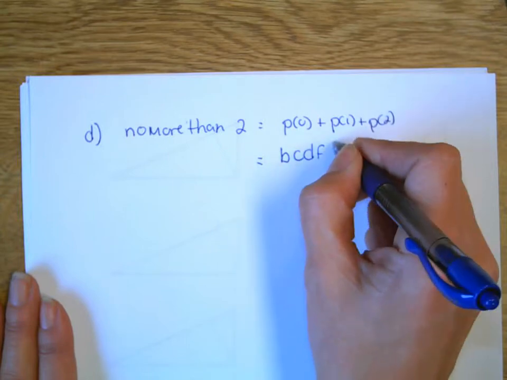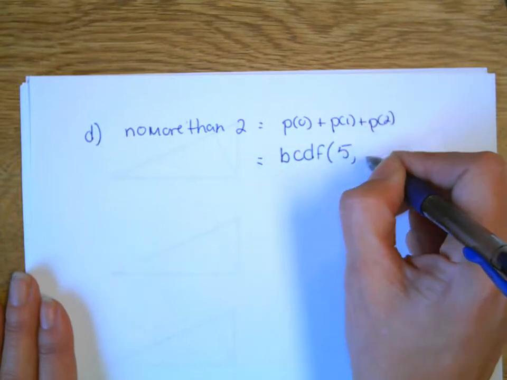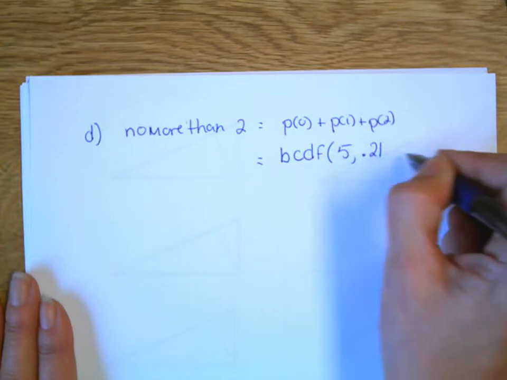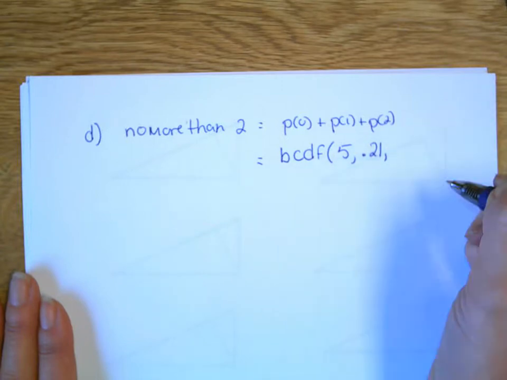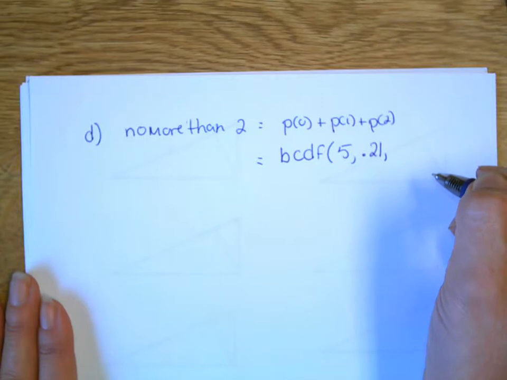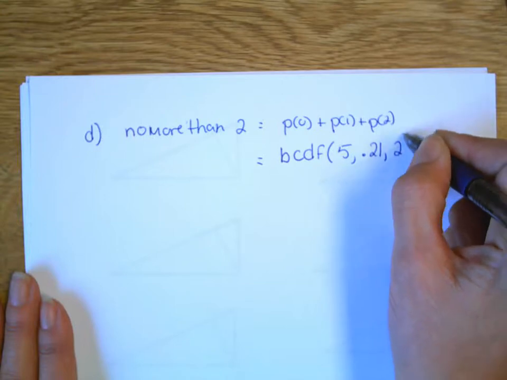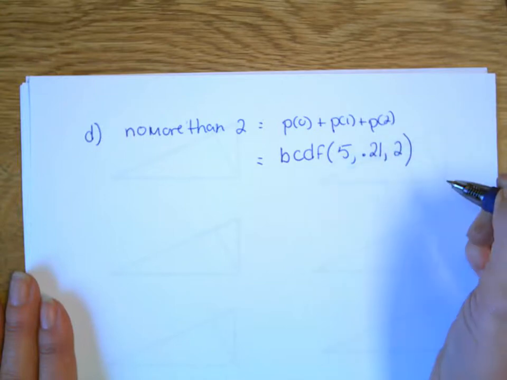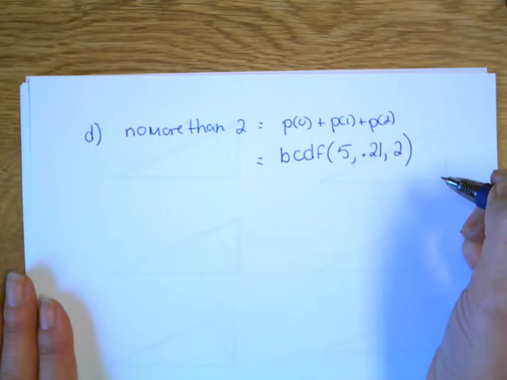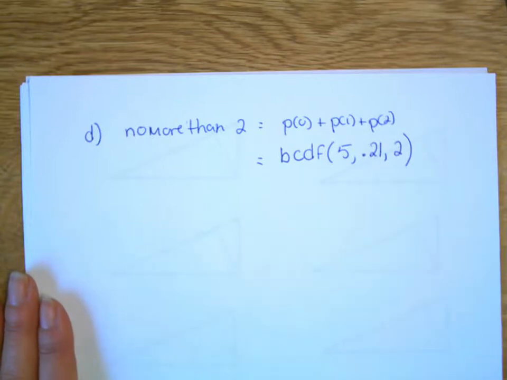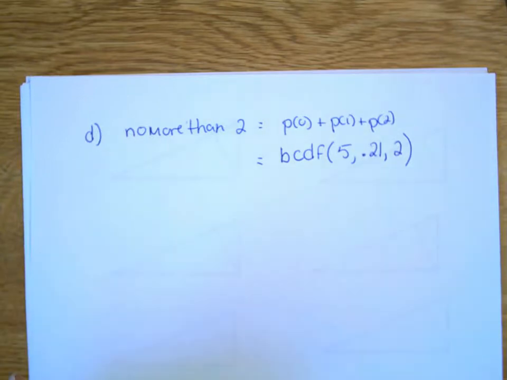CDF. The binom CDF, 5 trials, 0.21, 2. Matt says 2. Is he correct? Yes, he is. It's the ones where it's the upper chunk, where it doesn't start adding at 0, that are giving you some fits. And I'm going to do one more of those before we move on.